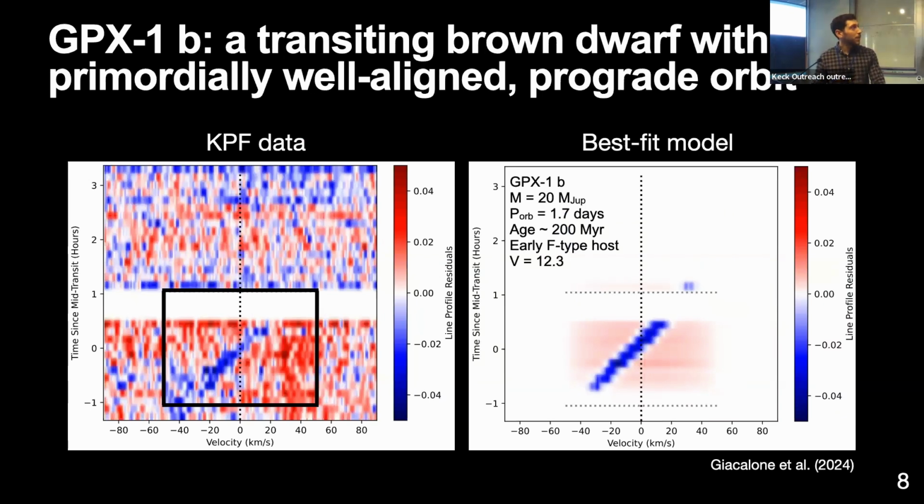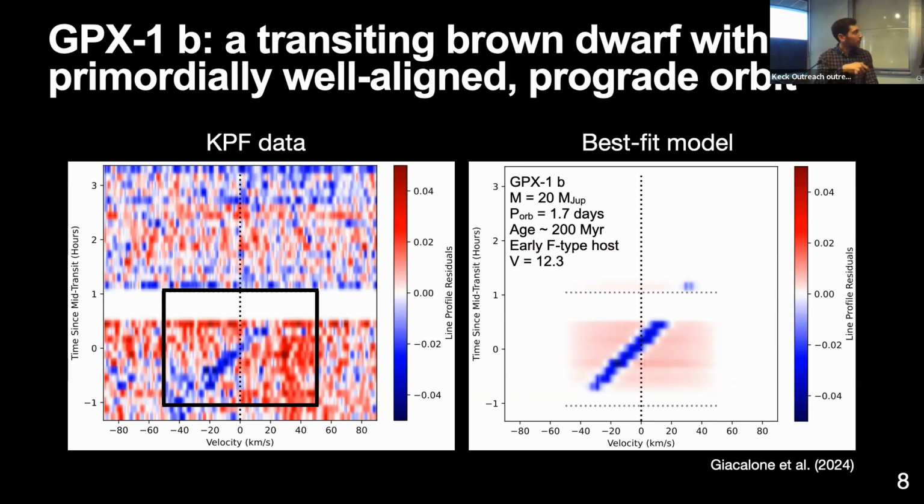This was a detection that we got with KPF almost exactly a year ago today of the transiting brown dwarf GPX-1. On the left, we're showing the KPF data. The y-axis is time, so going up, you're moving forward in time, and the x-axis is essentially the velocity space of the stellar line profile, where I've normalized by the out of transit line profile. The signature that you're looking for is this diagonal blue line here. This is that wiggle in the residuals.